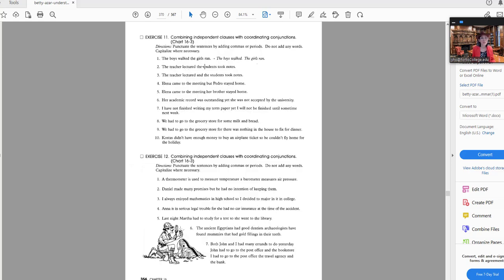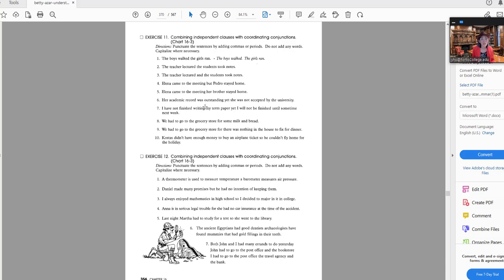So here you have the teacher lectured, the students took notes. And so here you have two sentences that have no punctuation. So these sentences are wrong. So you would correct it as the teacher lectured and the students took notes. But you're missing a comma. So you've got to add a comma after lectured. So the teacher lectured, comma, and the students took notes. Elena came to the meeting, comma, but Pedro stayed home. Elena came to the meeting, however, or but, her brother stayed home. And then you need a comma and a but, otherwise you have two run-on sentences.